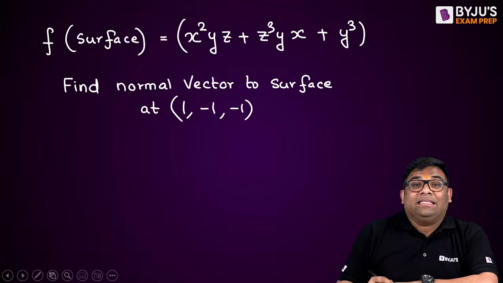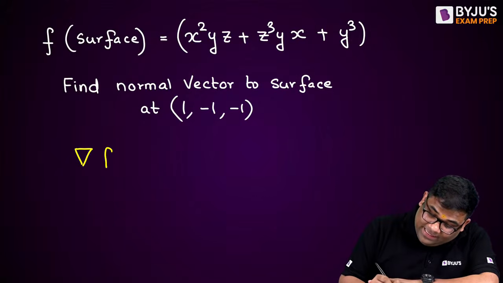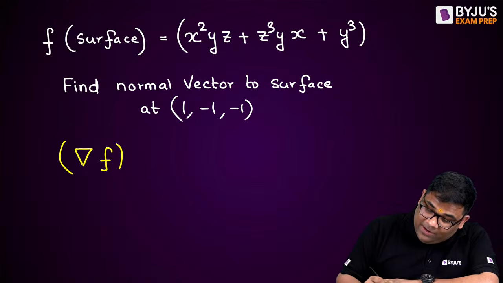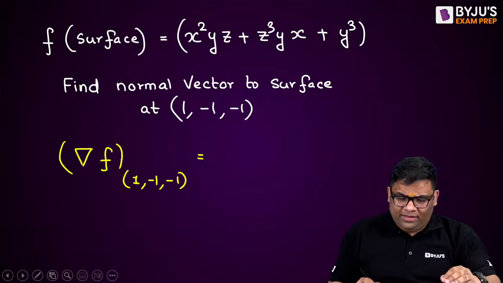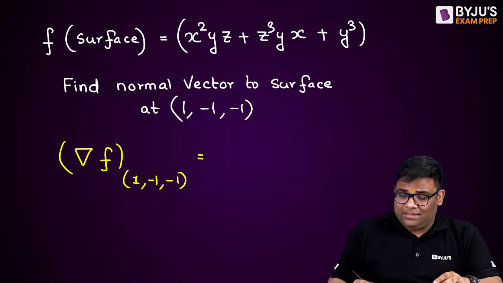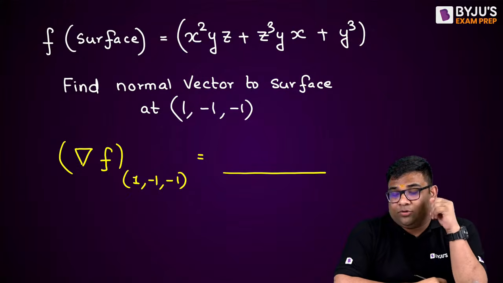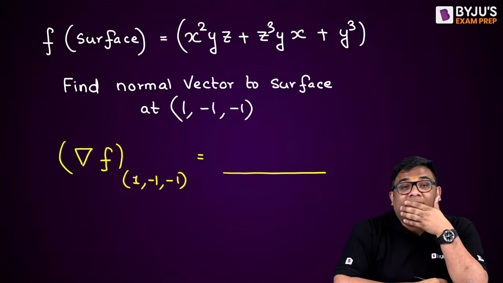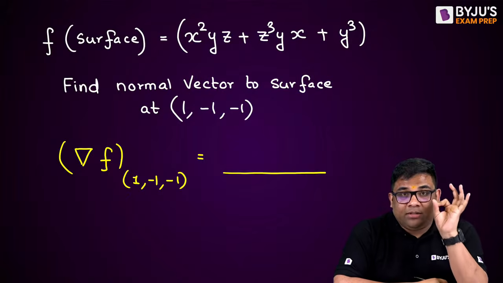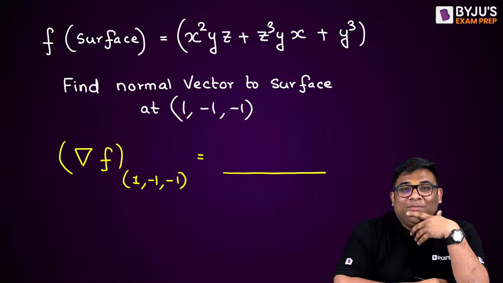What is the meaning of this? The meaning is very simple. Just take the gradient of f and put these values 1, minus 1 and minus 1. You will get a vector, right? The gradient of f will give me the vector, and that will be the answer. Understood this thing or not? I am not solving this question because you have solved so many questions on gradient. But did you understand this concept? Instead of asking you the gradient, they will use this kind of language.